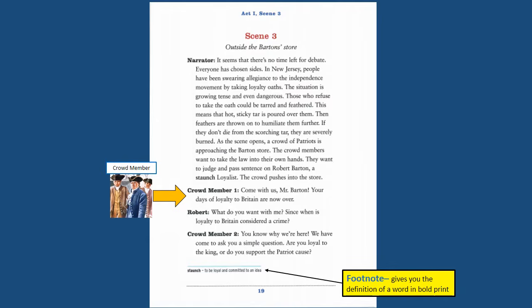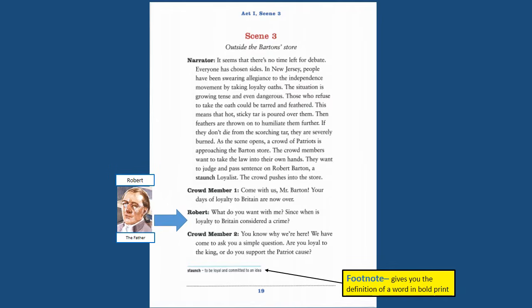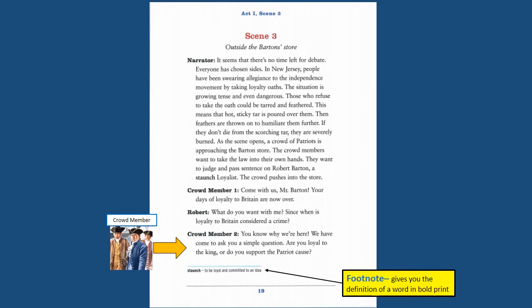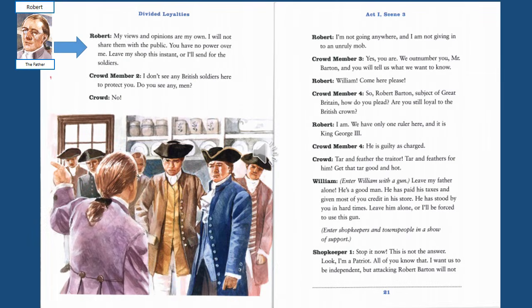Come with us, Mr. Barton. Your days of loyalty to Britain are now over. What do you want with me? Since when is loyalty to Britain considered a crime? You know why we're here. We have come to ask you a simple question. Are you loyal to the king, or do you support the patriot cause? My views and opinions are my own. I will not share them with the public. You have no power over me. Leave my shop this instant, or I'll send for the soldiers.